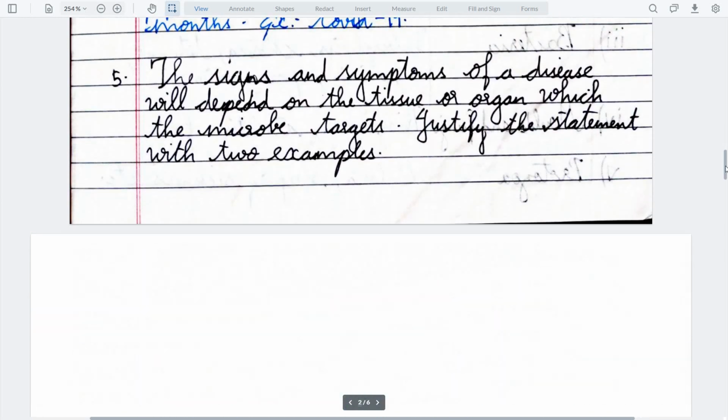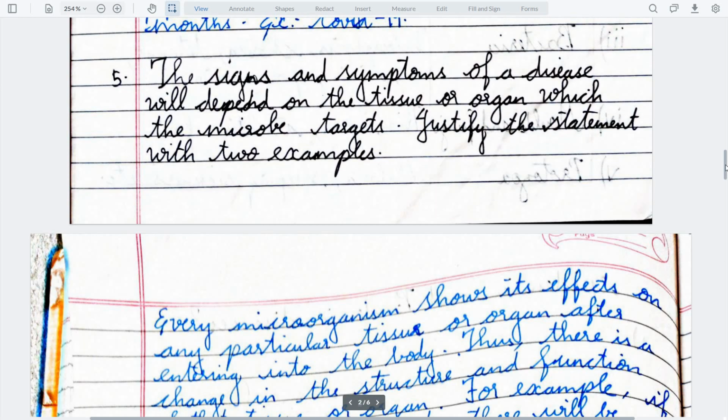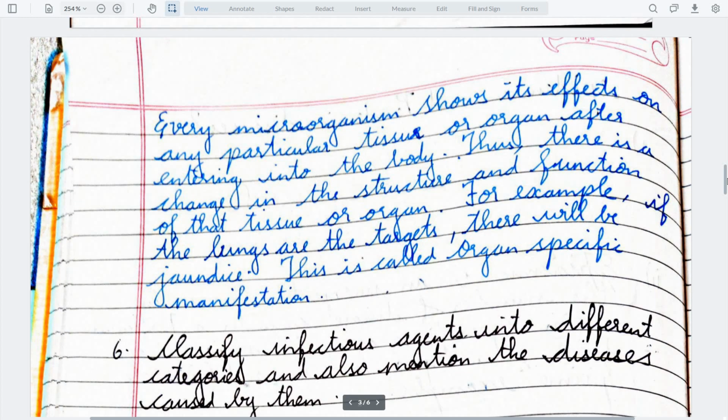Fifth question: the signs and symptoms of a disease will depend on the tissue or organ which the microbe targets. Justify the statement with two examples. Every microorganism shows its effects on a particular tissue or organ after entering the body. Thus, there is a change in the structure and function of that tissue or organ. For example, if the liver is the target, there will be jaundice. This is called organ-specific manifestation.